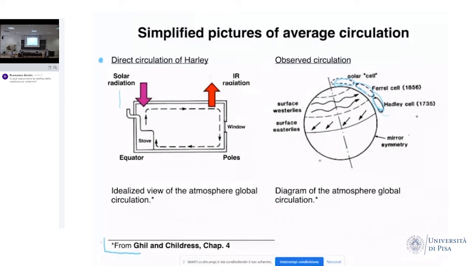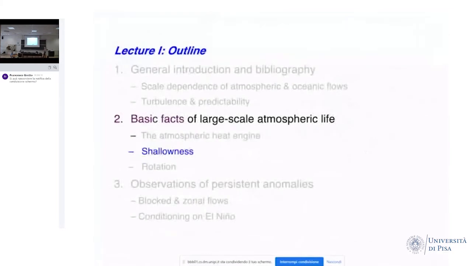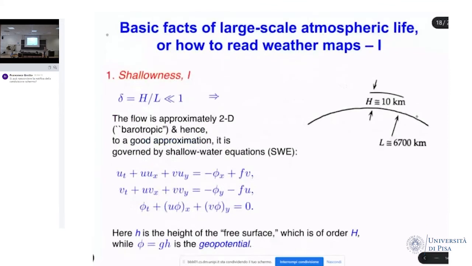Fine, done with the heat engine for the moment. Next, please. Okay, shallowness. Next. So the horizontal scale, as you saw from the schematic diagram on the previous slide, is basically dictated by the radius of the planet, 6,700 kilometers. And the vertical scale is only about 10 kilometers. So these motions are clearly pretty flat.